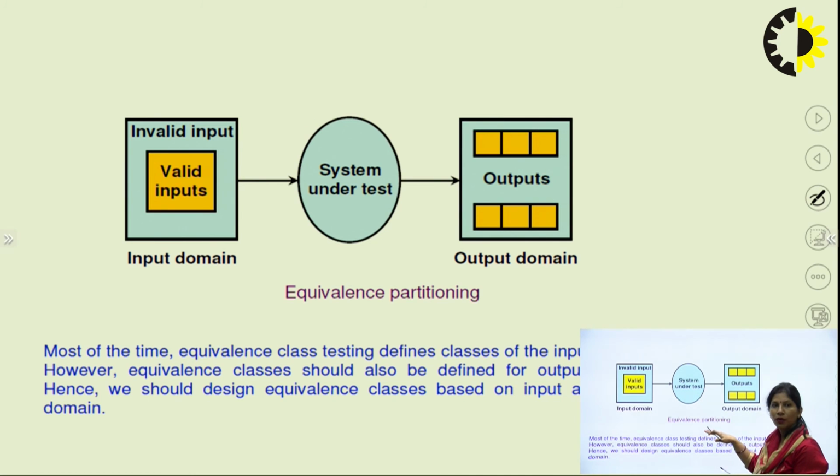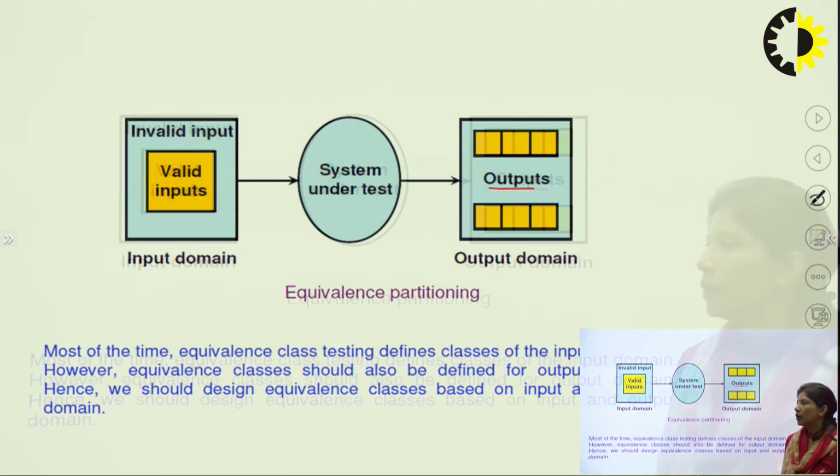We are doing the equivalence partitioning, and the output domain is there as well. Similarly, for invalid we will have some invalid outputs, and for valid we will have some valid outputs. Most of the time, equivalence class testing defines classes of the input domain, however the equivalence classes should also be defined for the output domain. So we should design the equivalence classes based on the input and the output domain.